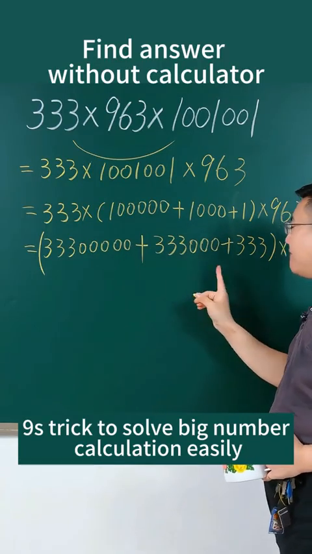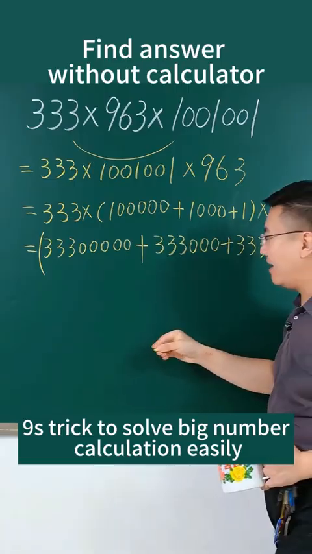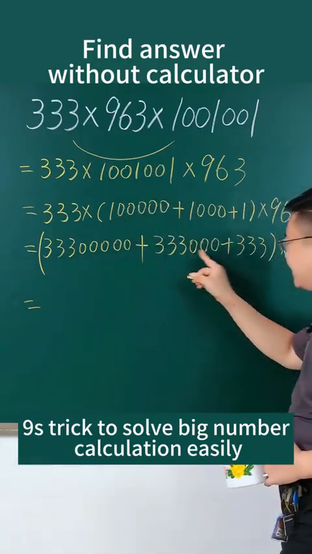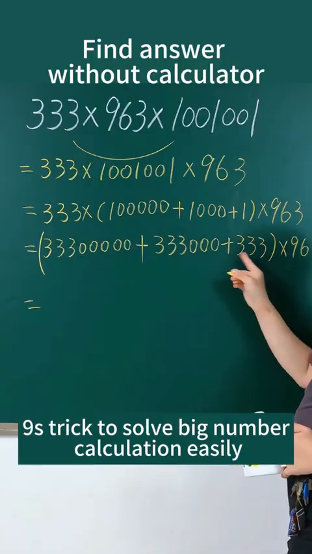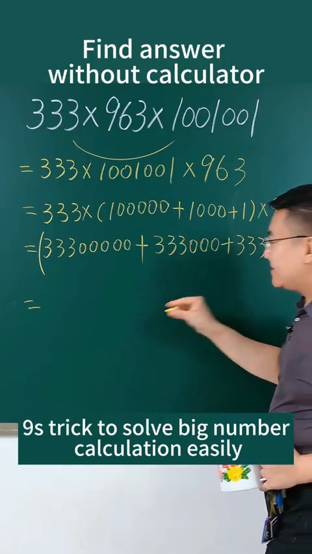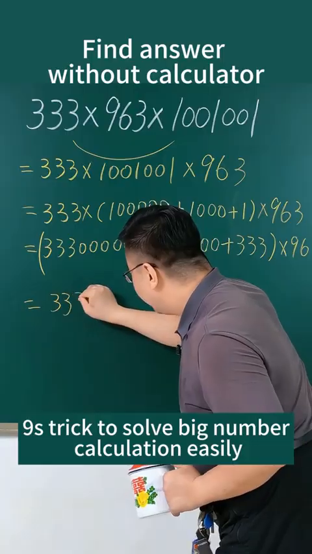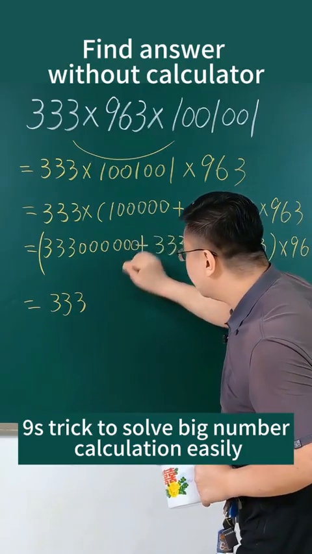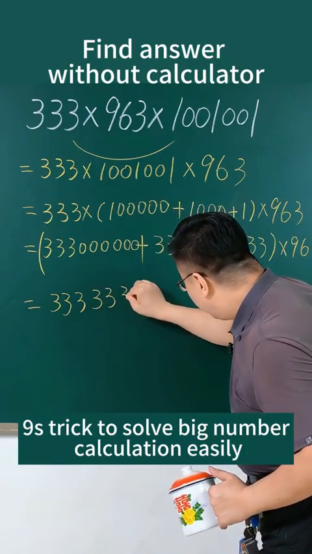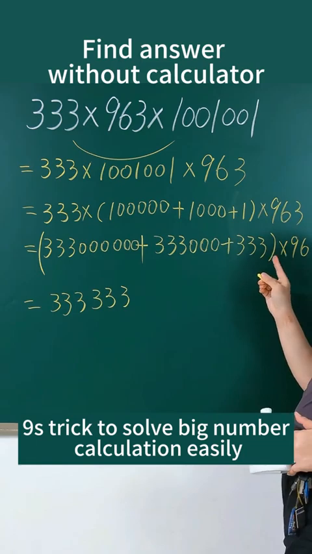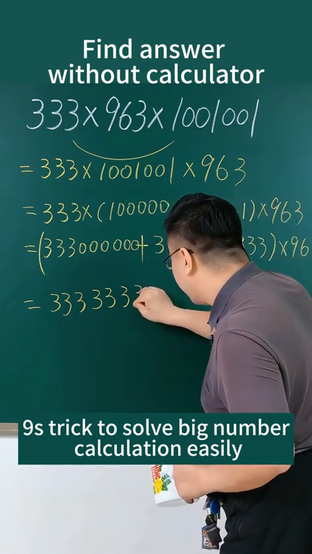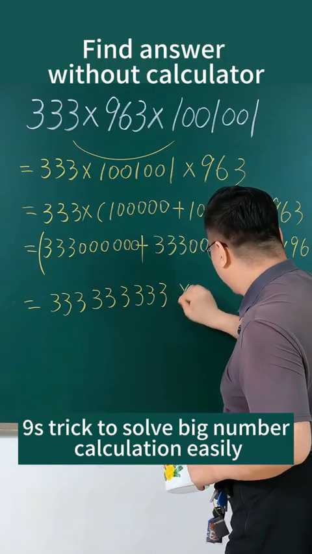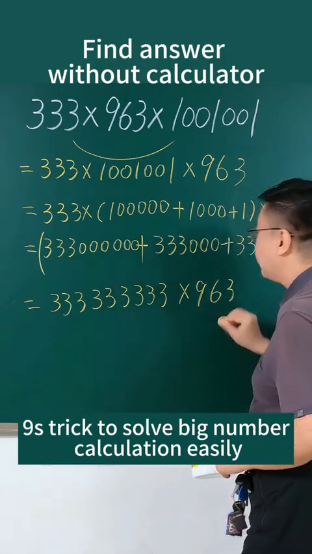This step uses the distributive property of multiplication. Are you following? Alright everyone, look, when you add these three numbers together, what do you get? Isn't it 3 3s at the front and the 3 zeros in the middle? What do they become? They also become 3 3s. So, what do the last 3 zeros become? They also turn into 3 3s. In the end, you multiply by 963.